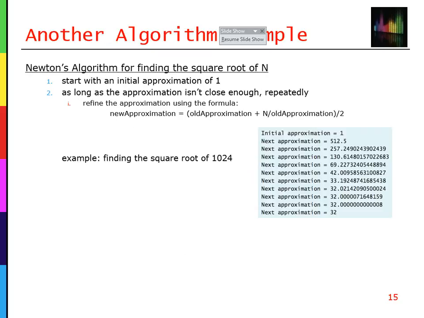So as you can see, algorithms can be very powerful. An algorithm for finding the square root of n? Well, basically, if we want to find the square root of n, we can refine the approximation using this formula. New approximation equals old approximation plus n divided by old approximation, all divided by 2. And this just keeps repeating over and over again.